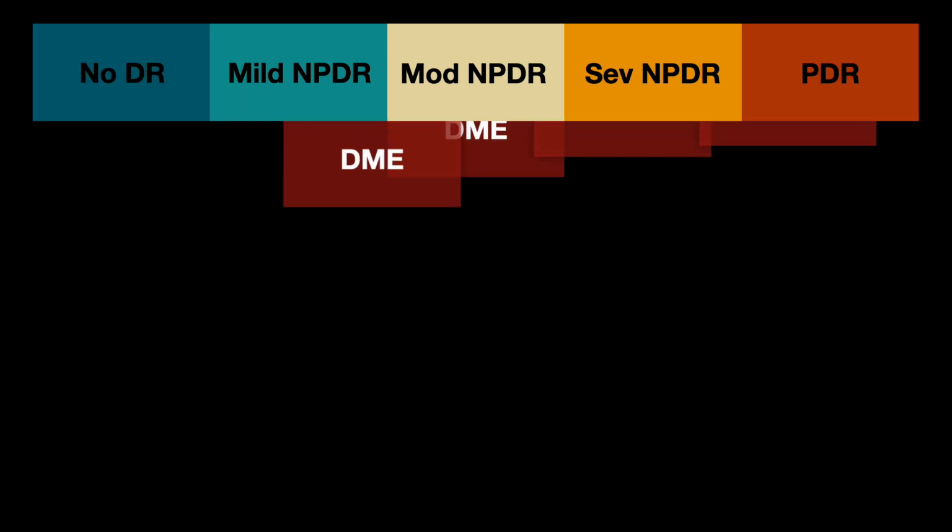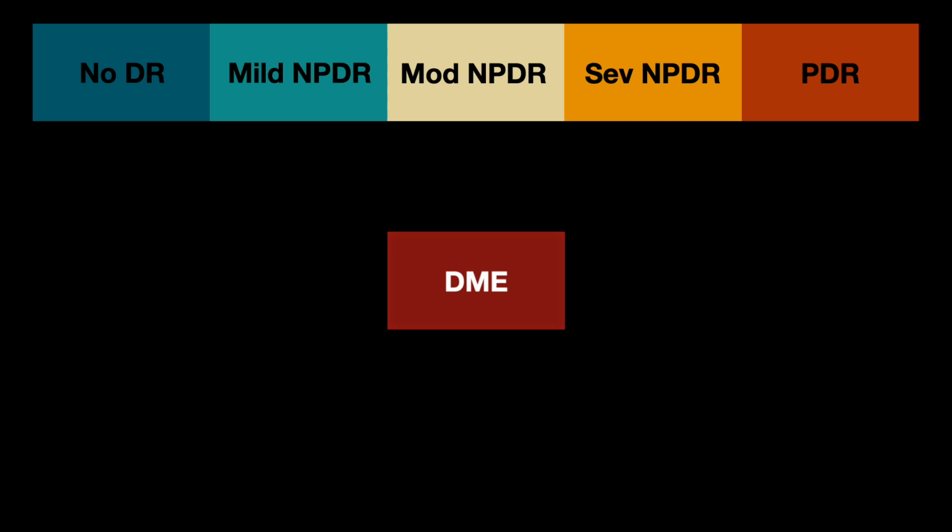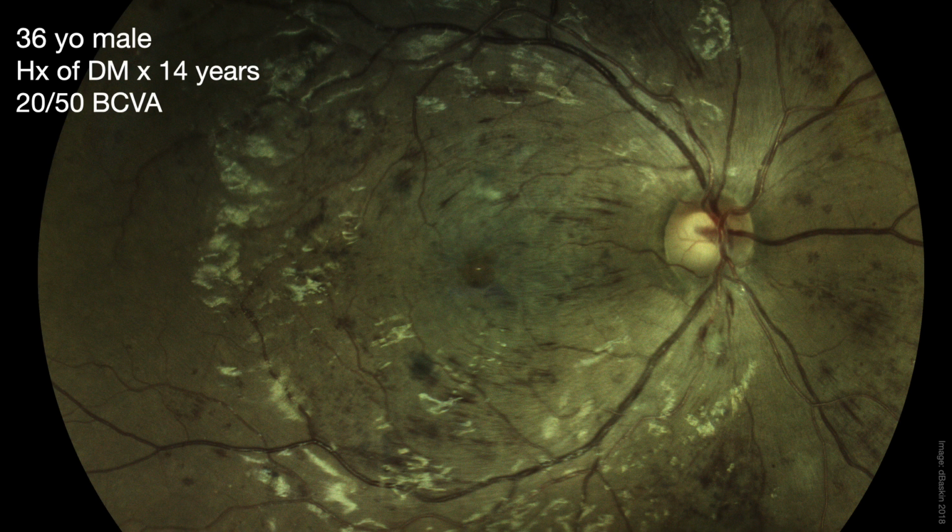Okay, next up. Diabetic macular edema can occur at any point. Some people think it's sort of like an independent pathway versus the progression to PDR. Maybe some patients are never going to get PDR, they just get DME or vice versa. And certainly a lot get both.